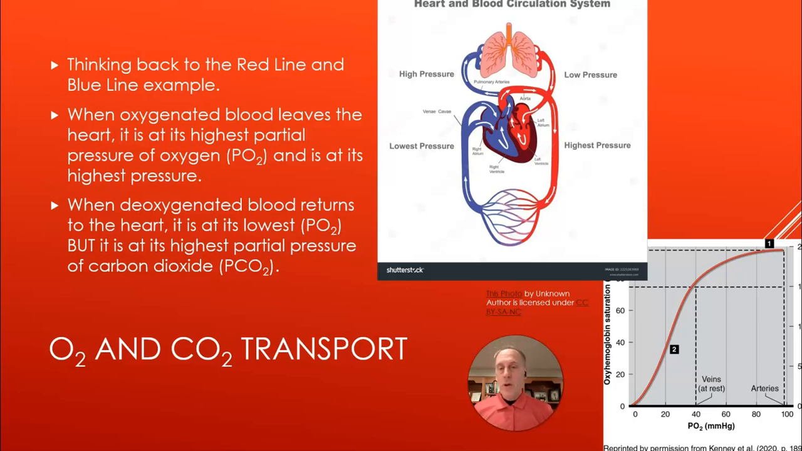So it returns to the heart, and it then goes off from here on the right atrium to the right ventricle, up on over to the lungs, and it actually separates to both sides.